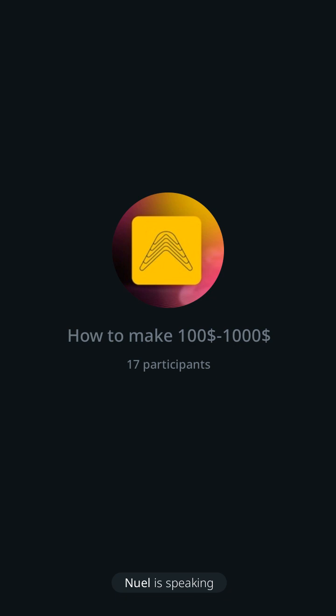So we'll be focusing on the basics and where you can start from. I already said that crypto investment is simply putting your money into purchasing a crypto asset. And now, things to consider before investing in cryptocurrency.